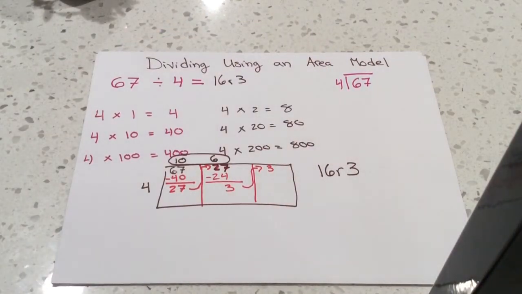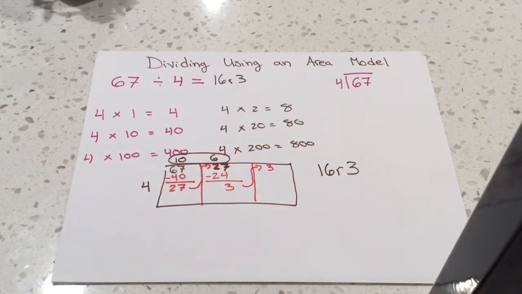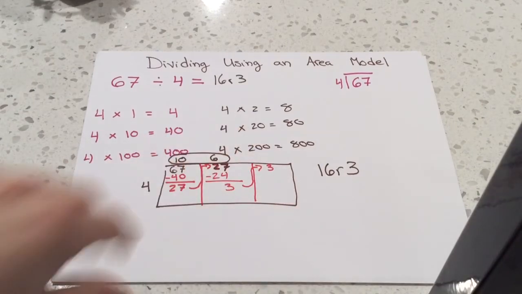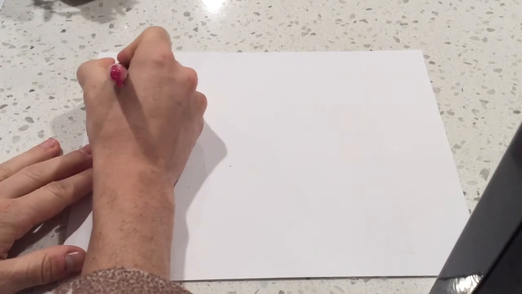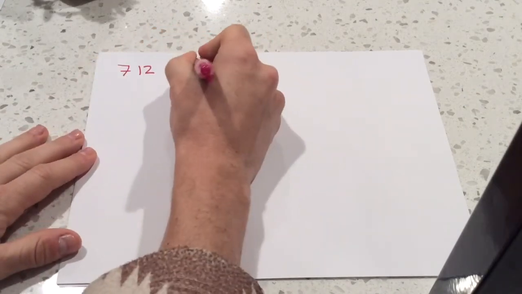So that's a quick bare bones look at this idea of an area model where we're taking out equal groups. Now we want to step up the complexity a little bit, and we're going to use a 3-digit number where we can utilize these larger numbers that we're going to be pulling out. My next example question is going to be 712 divided by 6.